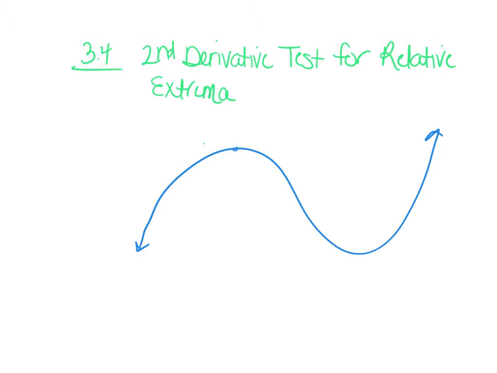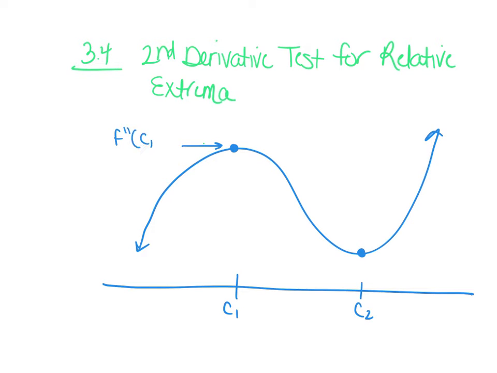As a reminder, when looking at a graph and remembering everything about it, think about this relative max right here and this relative min right there. On our number line, I'll call them critical point 1 and critical point 2. F double prime at critical point 1 is going to be negative, right? It's concave down here. So at that critical point, if your second derivative is negative, it must be concave down.